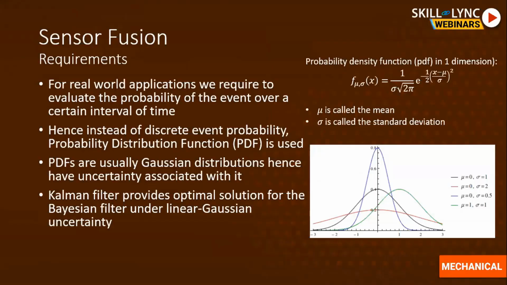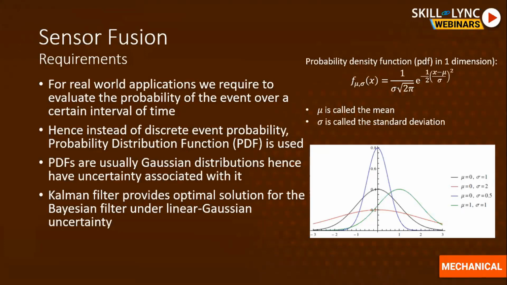Instead, we have to use probability for an event over a particular interval of time. For that reason, we will not be going for discrete event probability, but we will be using a probability distribution function, PDF, we call it. An example of the PDF is shown in the diagram on your right hand side, and the equation for that is shown above, wherein you have the mean and the standard deviation.